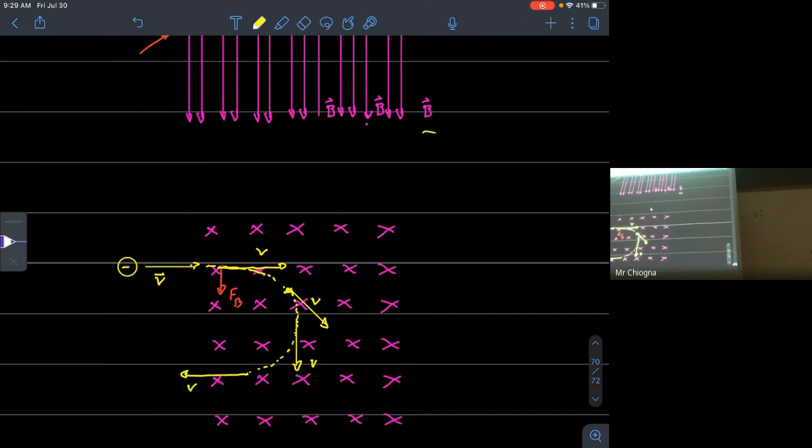Okay, I'm not going to do it, but it should be V1, V2, V3, different velocities. The force is always perpendicular to the velocity. That's the nature of this magnetic force, the property of it. And yes, if you had enough field, if I extended the field this way, it would move in a full circle.